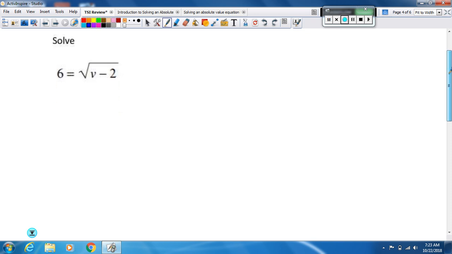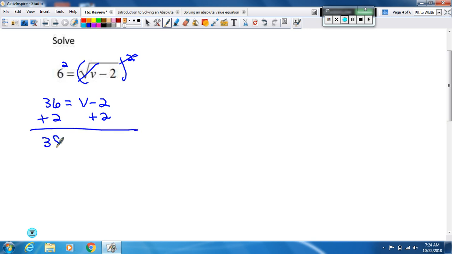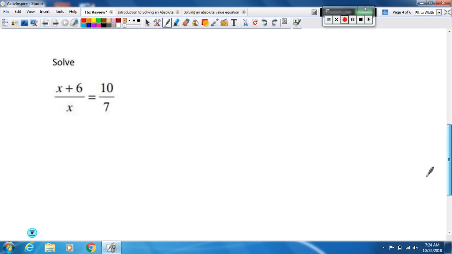Okay, solve. In order to solve these, you have to square both sides like this. So 6 times 6 is 36 equals a square and a square root. They're opposites, so they cancel each other out. So you just have a v minus 2 there. You take your finger and cover up the v. We have to get rid of the -2. The opposite of -2 is +2, so I'm going to add 2 to both sides. So 38 equals v, opposites cancel, and that's your answer.